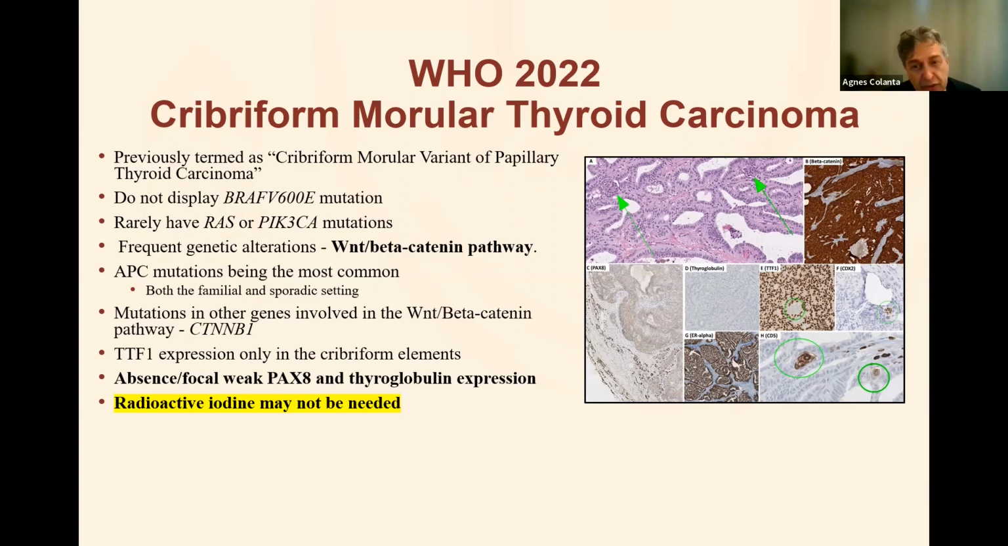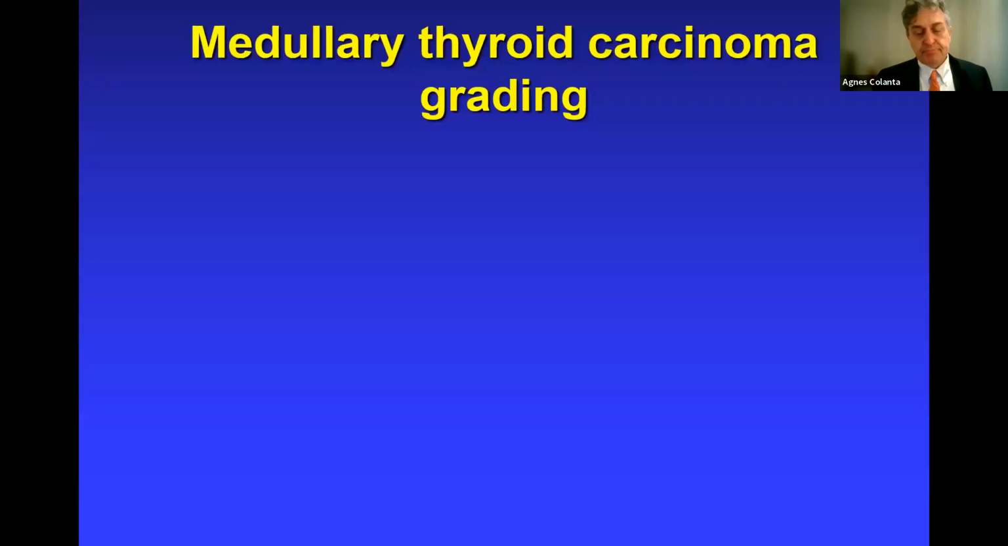But I can tell you, we had a 16-year-old with a cribriform morular thyroid carcinoma with metastasis, and the clinician elected not to give radioactive iodine because, in their opinion, this tumor is not follicular cell derived. So that's why this tumor is put under the category of uncertain histogenesis.